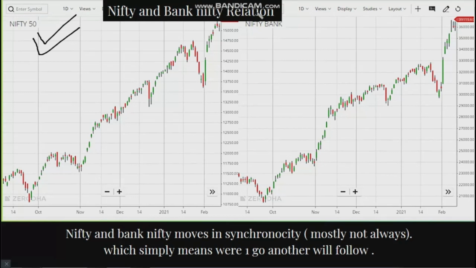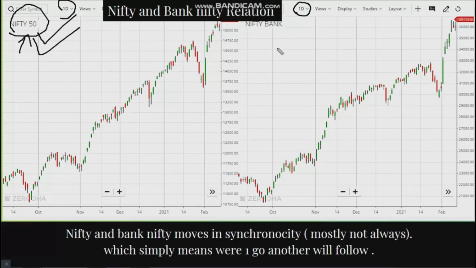Nifty and Bank Nifty move in synchronicity. They have a relationship, and here I am looking at Nifty 50 indices and Bank Nifty indices, both on the daily time frame. Here you can see the charts. As you can see in the chart, they both are to an extent moving in the same direction.